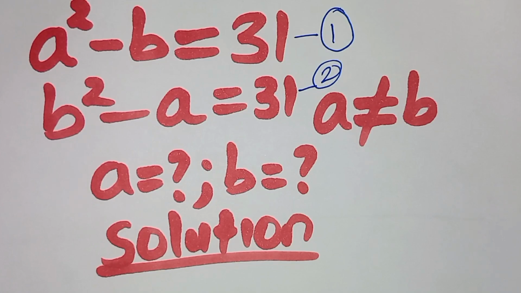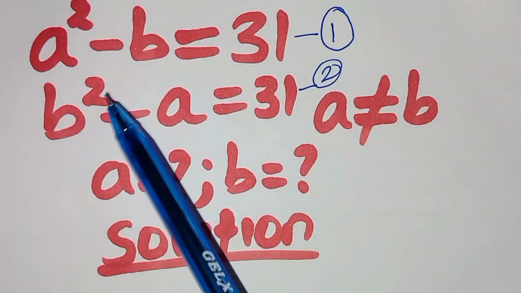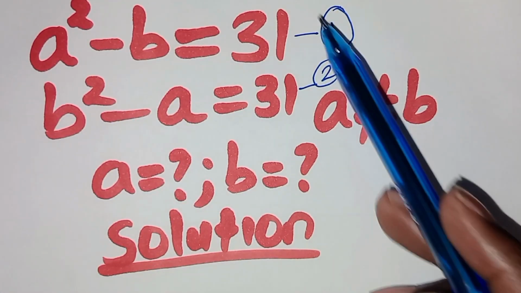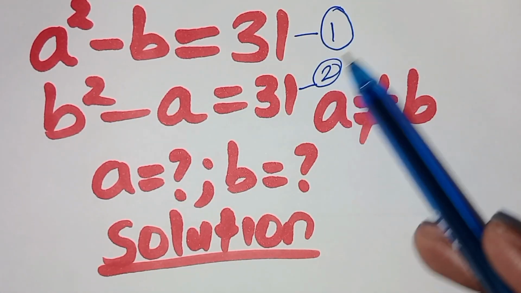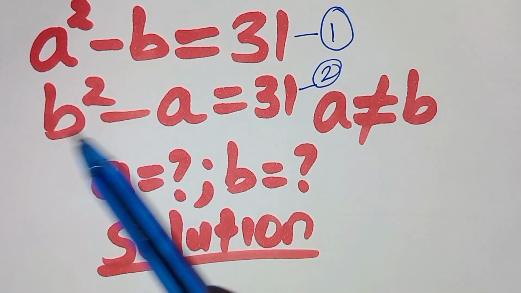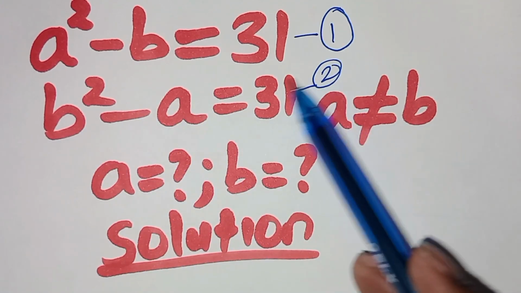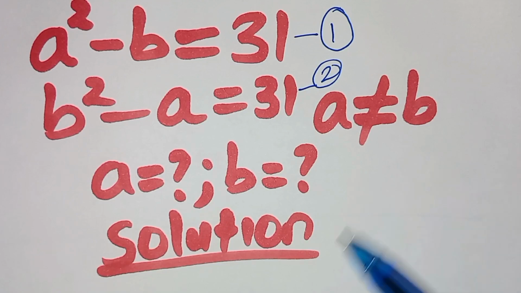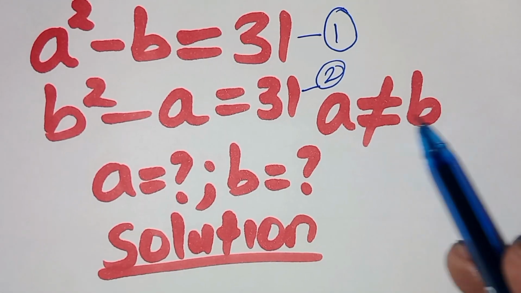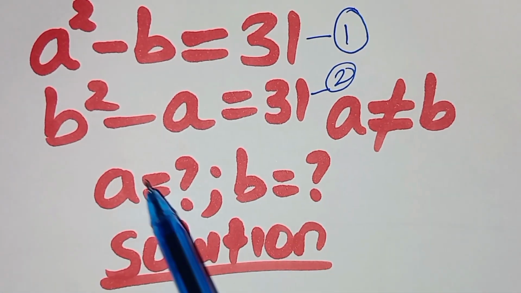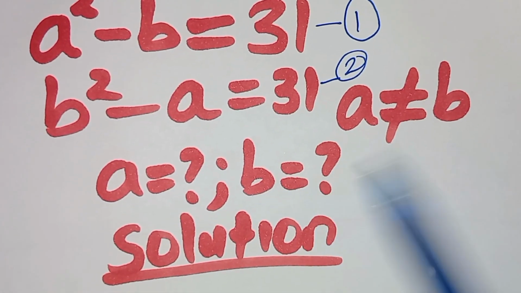Hello everyone, you're welcome to solve this nice algebra problem, which is a squared minus b. This is equal to 31. Let's call this equation 1. We have that b squared minus a is equal to 31. Let's call this equation 2. And that a is not equal to b. So what is the value of a and b?